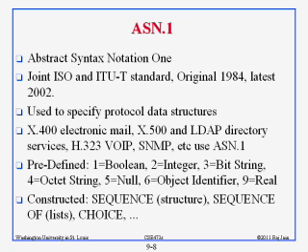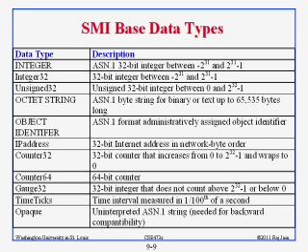Now using these, you can make more complex things. For example, you can make sequence, sequence of, or choice. So let's show the example. Well, before we go to sequence and sequence of, these are some of the data types. Integer could be a 32-bit signed integer, right? Or it could be integer 32.